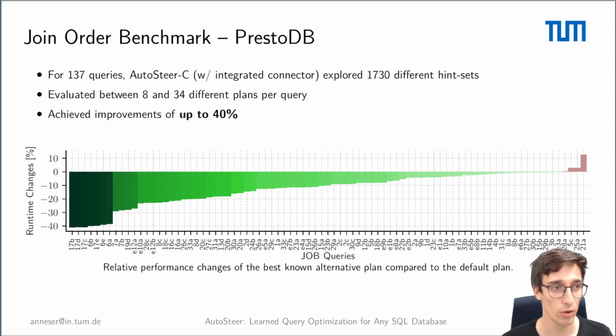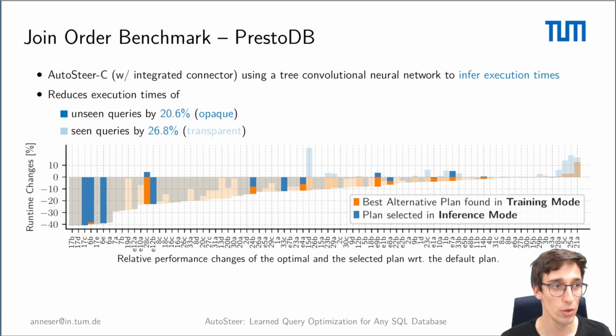First, we evaluated AutoSteer's training mode with PostgreSQL using the join order benchmark. AutoSteer explored here more than 1,730 different hint sets and achieved performance improvements of up to 40%, for example for queries 17, B, D, and C. Next, we used the same benchmark and trained a tree convolutional neural network and ran AutoSteer's inference mode to infer the execution times. On average, AutoSteer could improve the query execution by more than 20%.